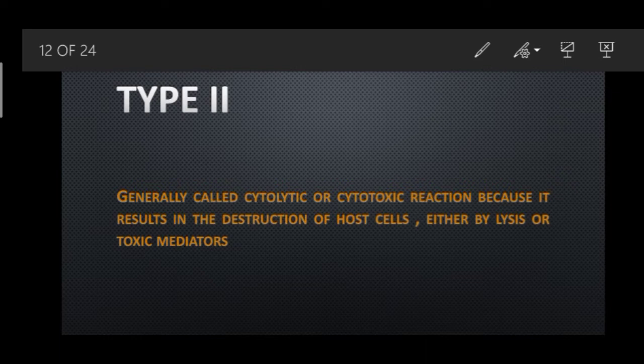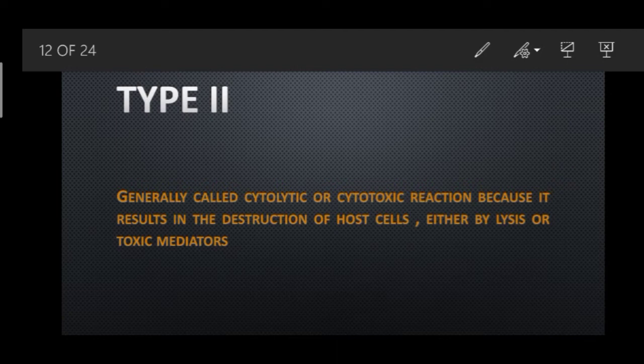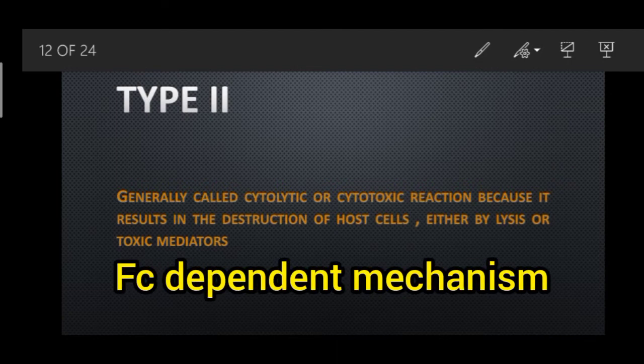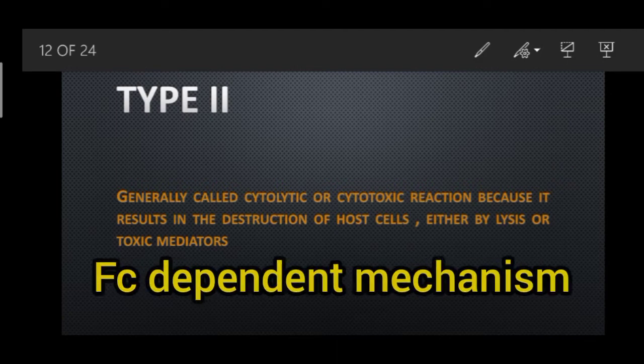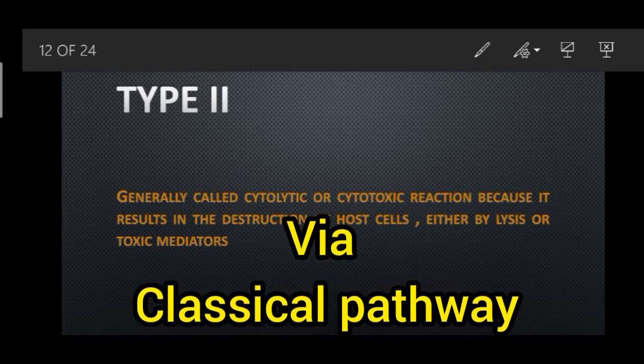Type 2 hypersensitivity is caused by antibodies binding to cell or tissue antigens. The antibodies are of the IgM and IgG classes and cause cell destruction by Fc-dependent mechanisms, either directly or by recruiting complement via the classical pathway.